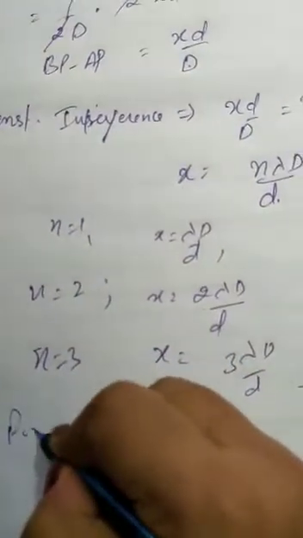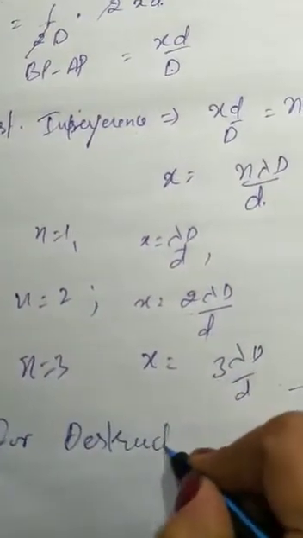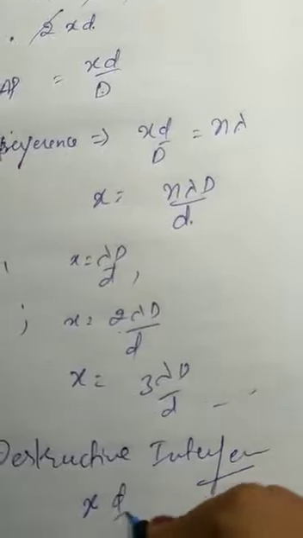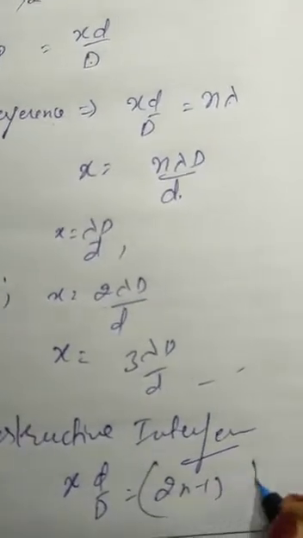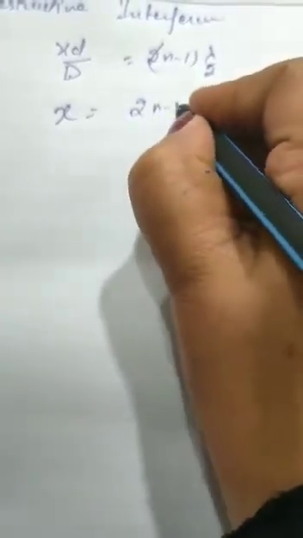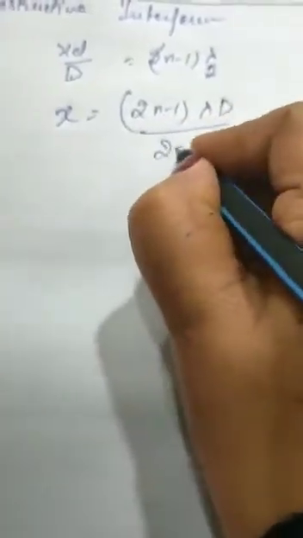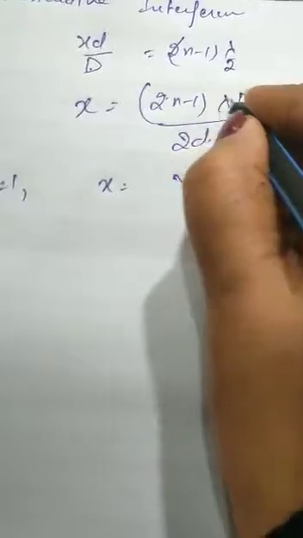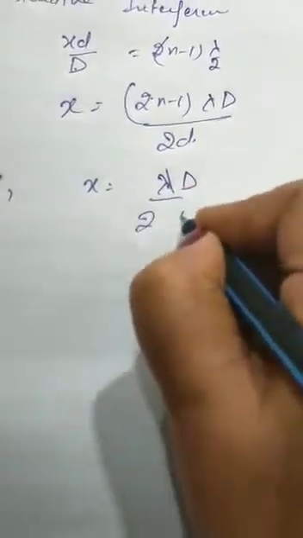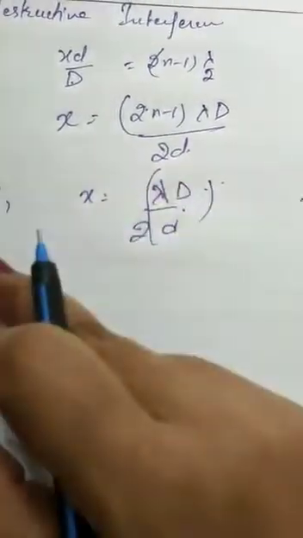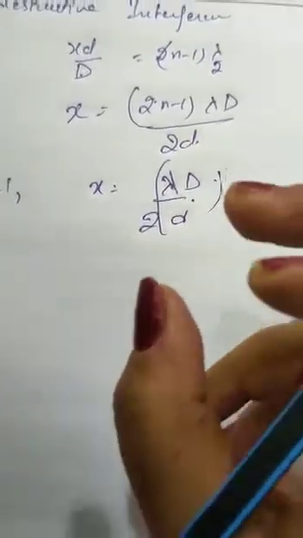Similarly, for destructive interference, the path difference xd by D should be an odd integral multiple of lambda by 2. So accordingly we can write, from here we can get x is equal to (2n minus 1) lambda D by 2d. So n is equal to 1, so x is equal to, this is 2 minus 1, this is lambda D by 2d, and if you see, that becomes 1 by 2 lambda D by d, that is half of the position for first secondary maximum.